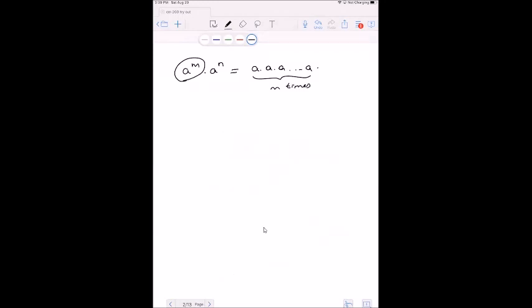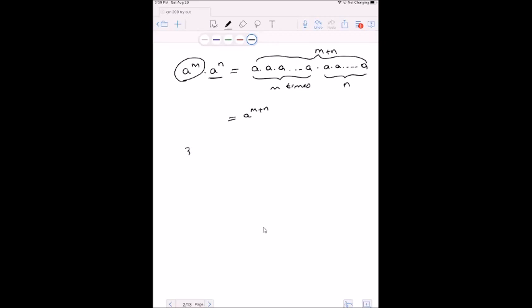This m times doesn't mean multiplication by m. And there are n copies of a multiplied. A times, and how many times a are multiplied? N. Altogether, how many a we have here? M plus n. Good, bravo. So I can write it easily, a to the power of m plus n.